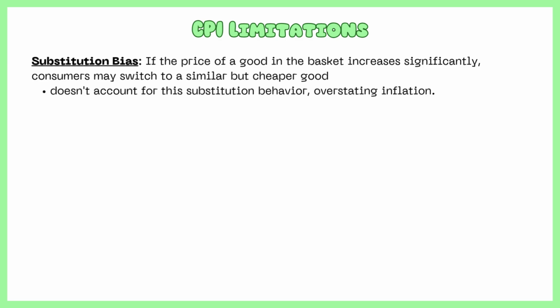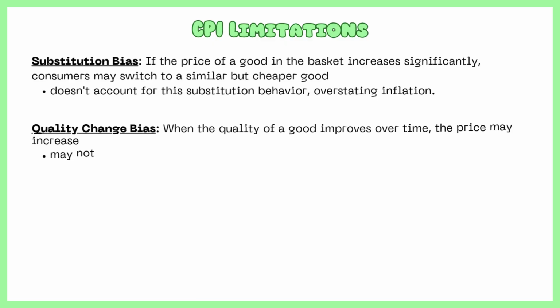CPI is not a perfect measurement of inflation and has its limitations or bias. One limitation is substitution bias. If the price of a good in the basket increases significantly, consumers may switch to a similar but cheaper good, but the CPI doesn't account for this substitution behavior, overstating inflation.